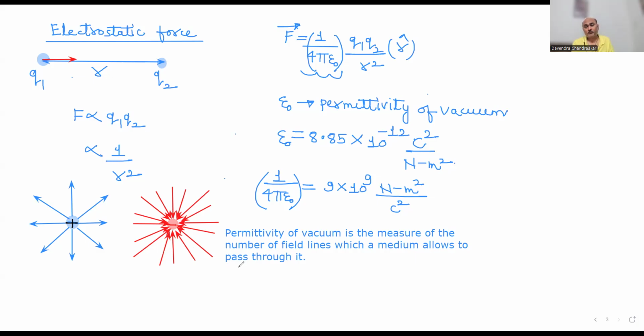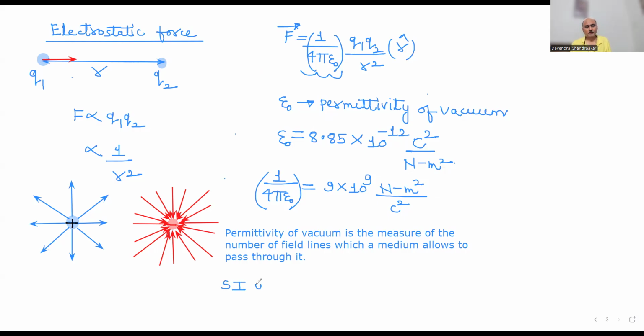Now when the medium changes, the permittivity changes. This was in vacuum. Suppose this medium becomes water, the permittivity will change. Suppose it becomes a conductor, the permittivity changes. I hope all of you got this. Yes or no? Good. So that is what is meant by permittivity of vacuum. Know only this much for now, okay? Don't go beyond this.